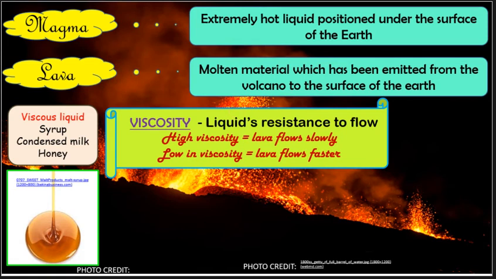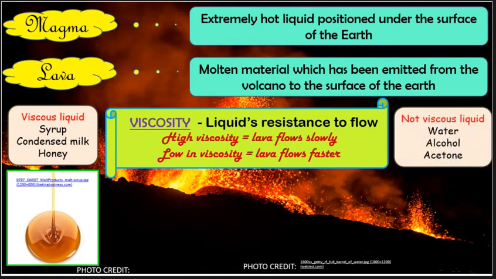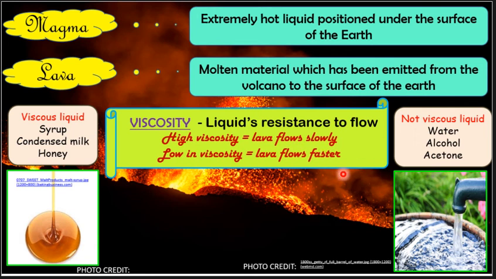Okay? On the other hand, when we say not viscous liquid, here are the examples: water, alcohol, acetone. What did you notice? They all flow faster. Why? Because the viscosity of water, alcohol, and acetone is less compared to syrup, condensed milk, and honey. So this is just a comparison. These liquids are just a comparison to lava for you to understand what it means when we say high and low viscosity. So they flow faster because they are not thick and they are not sticky compared to this kind of liquid.